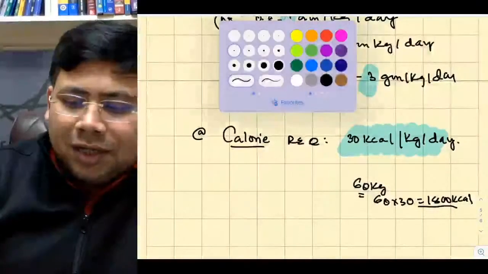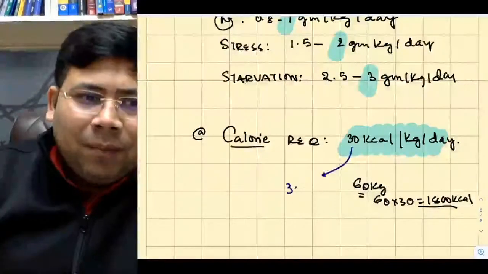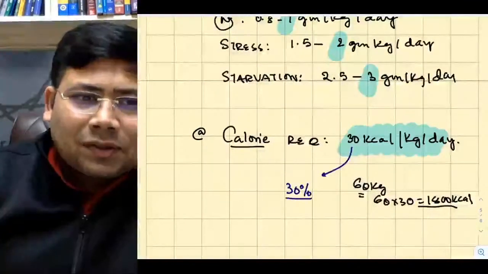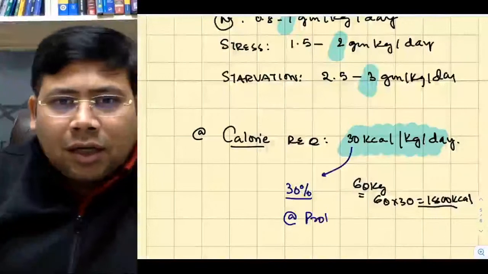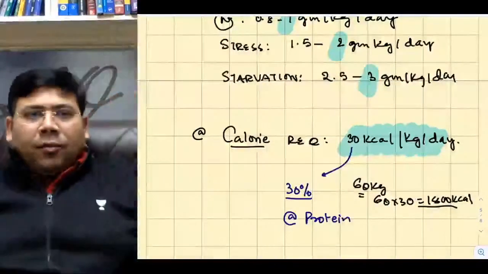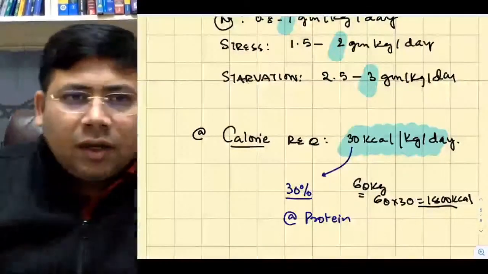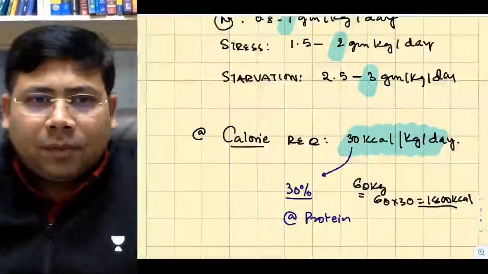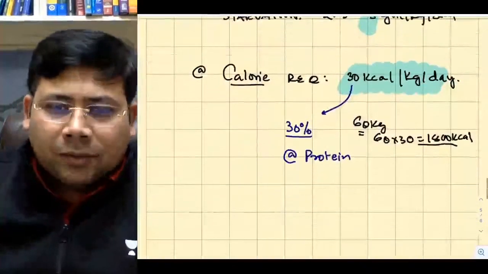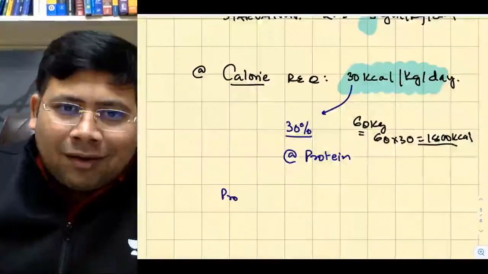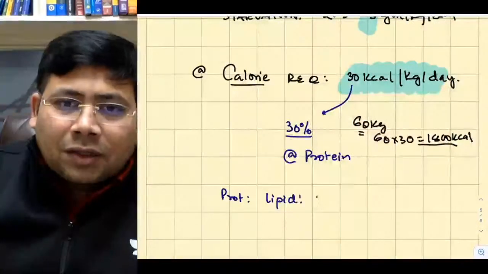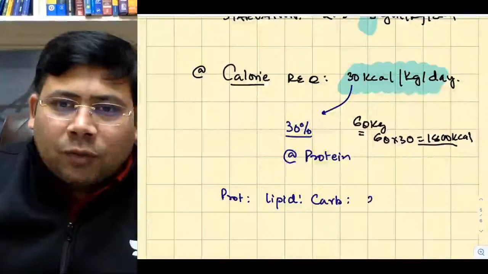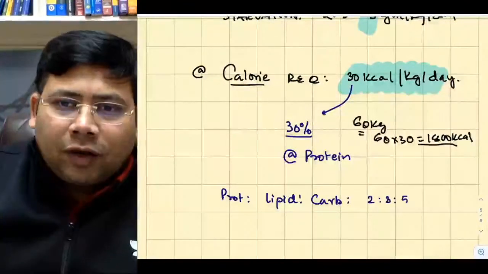And out of this 30 kilocalories, at least 30% should come from your proteins. This is very, very important. 30% should come from your proteins. Again, the ratio of protein to lipid to fat, or you can say carb, should be 2:3:5.